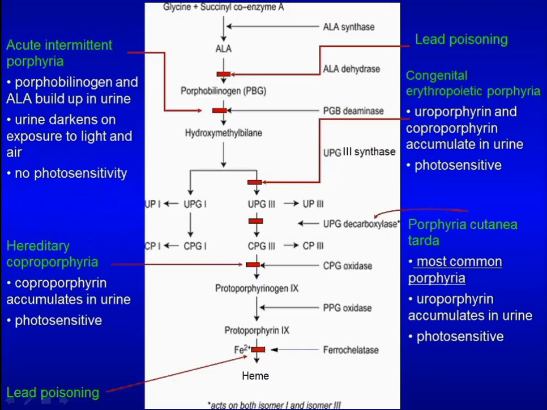Porphyrias can be divided into two groups. First group does not have photosensitivity. For example, ALA dehydratase deficiency caused by lead poisoning and acute intermittent porphyria caused by porphobilinogen deaminase deficiency do not have photosensitivity. Conditions in the second group all have photosensitivity because of buildup of various porphyrin byproducts.